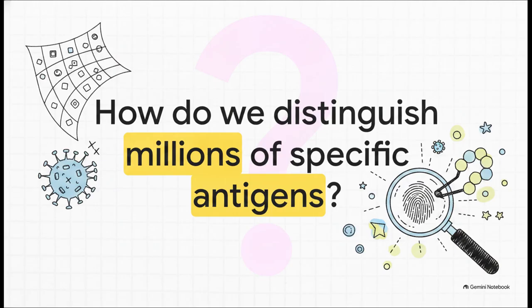If your innate immune system is kind of like a broad security net looking for general trouble, your adaptive immune system is like a master detective hunting for a highly specific fingerprint. How does it manage to tell apart literally millions of completely distinct molecular structures, down to the tiniest variations in a single bacterial strain? Well, that is the foundational puzzle we are solving today.